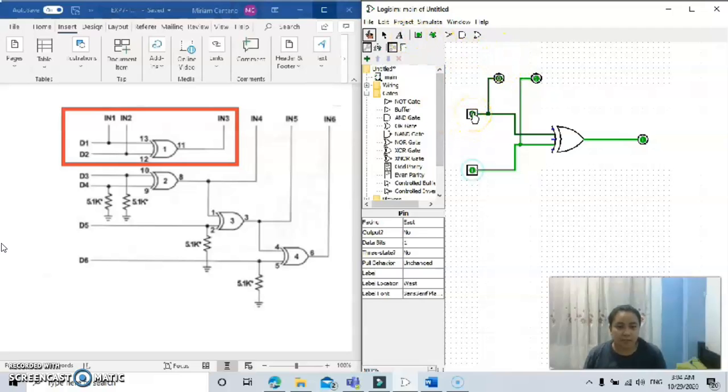Now let's turn them on together, both at the same time. As you can see, we have output 1 and output 2, while output number 3 doesn't have an output. Let's now turn them off. As you can see, none of the outputs have an output.